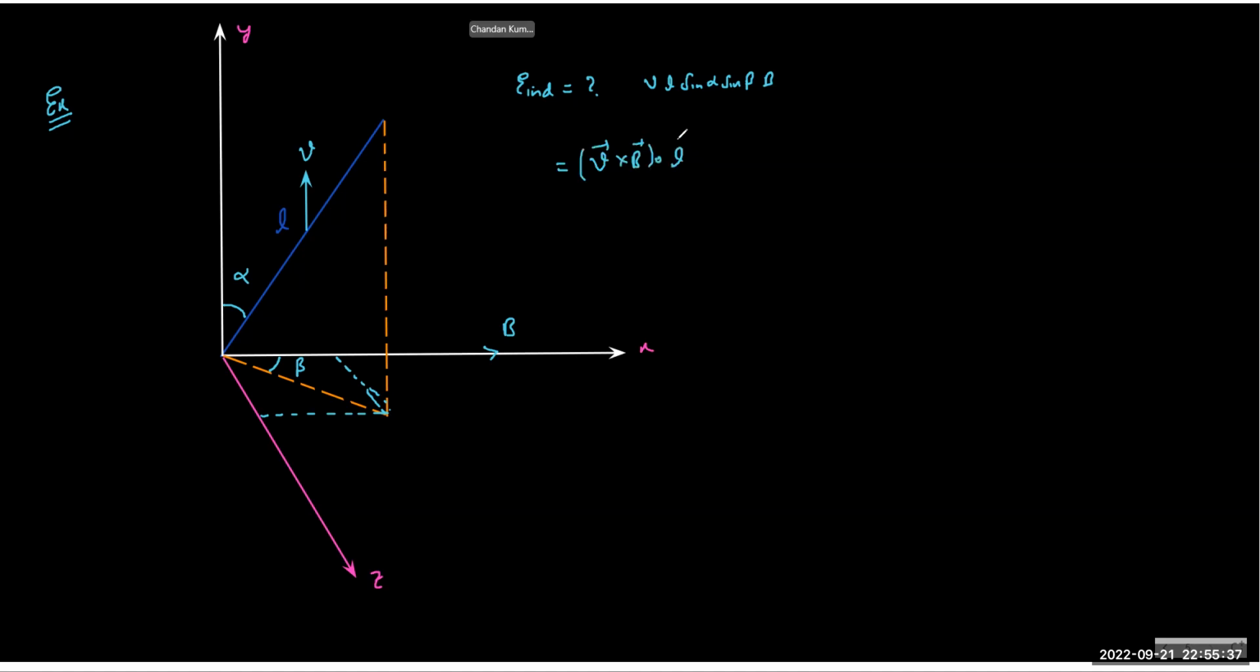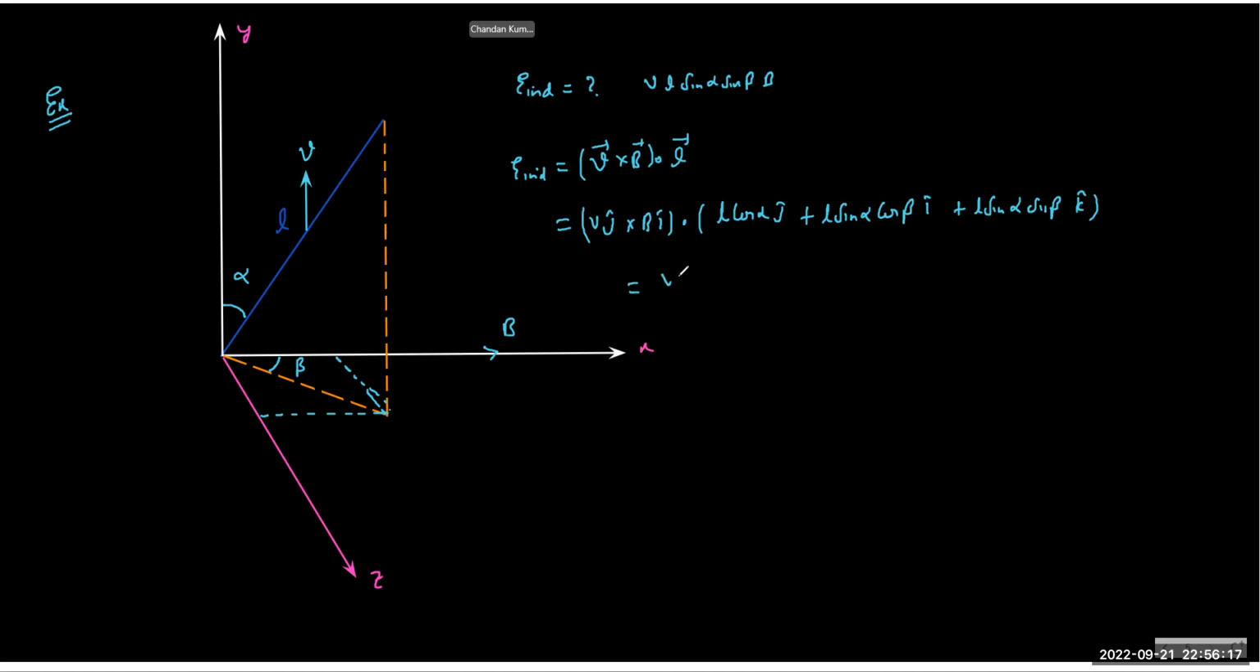Because we are taking that blue line, yeah, the best way is to write the vector form. So V j cap, B i cap, and the L we can write as L cos alpha j cap, L sin alpha cos beta i cap, L sin alpha sin beta k cap. That's it. Yes, sir.